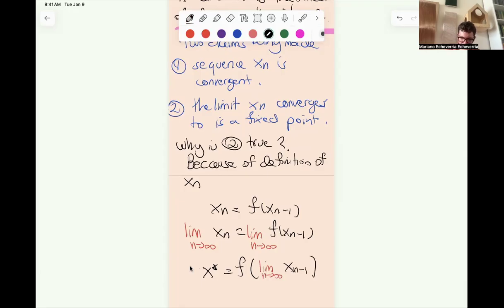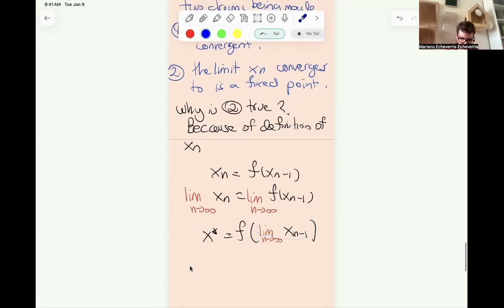And actually, this is the sort of thing that we talked about on the first day of class when I told you a little bit about sequences. The limit of this sequence is the same limit as the limit of xn, because this sequence is just one step behind xn, so it will converge to the same limit. So this will give you that x star equals f of x star. So that is a fixed point.